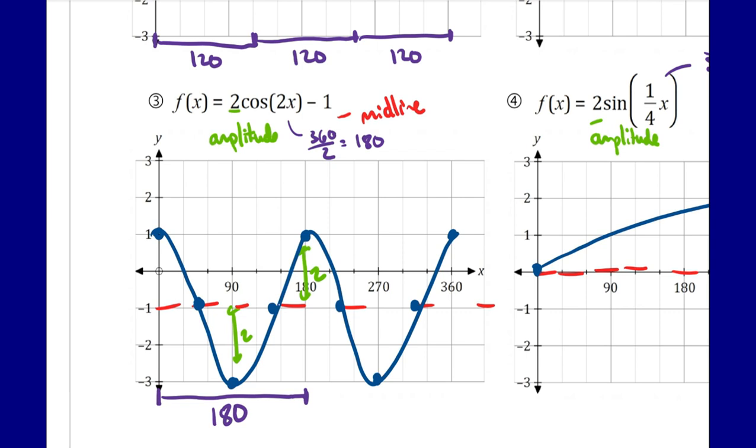My next midline, instead of being at 270, is 135. And then finally, my final value, instead of being at 360, it's at 180. The amplitude is still 2. I can see that. And if I repeat that pattern, I will end up with 2 cycles in the 360 degrees, which the K value tells me.